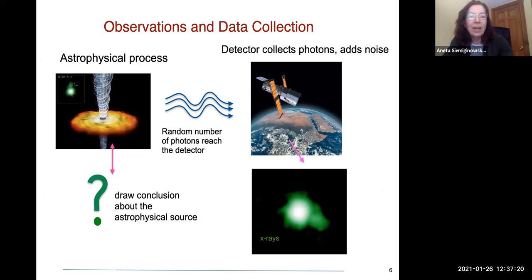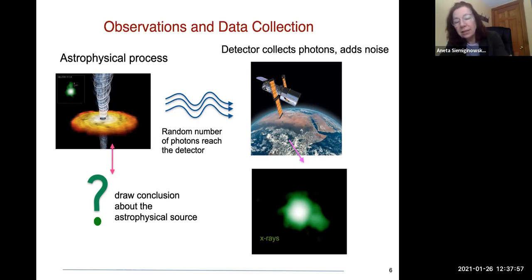So on the left we have the astrophysical process, and this is the artist's view. We have some accretion disk, a black hole, and the jets, and then this source emits a random number of photons, which travel through the universe, and then they hit our detector, and then we collect the data. The lower green image shows the actual observational data which comes from the source we imagine is there.